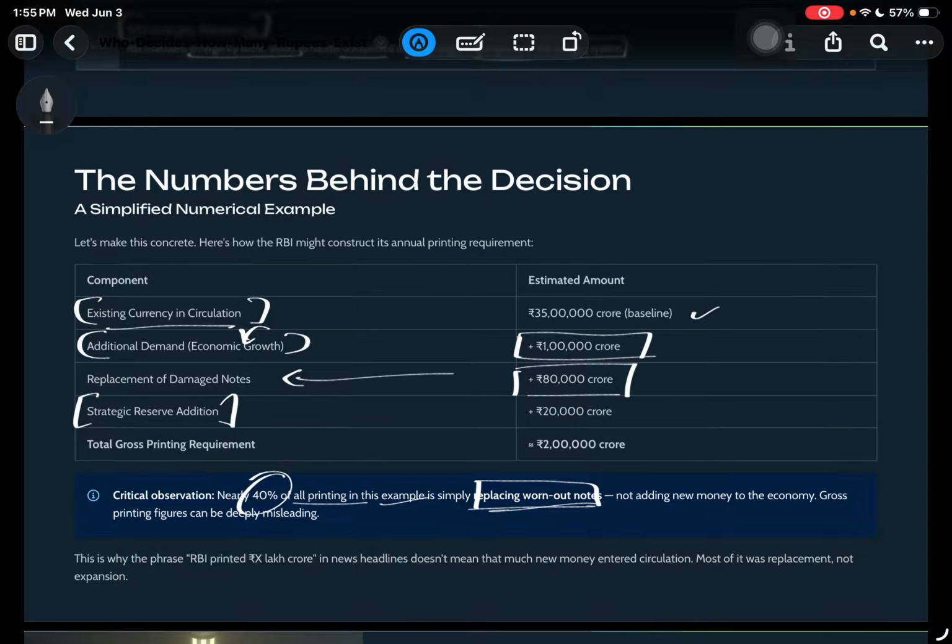Due to some scenario, due to some situation, RBI might have the need to increase the strategic reserve, so they add and print new money. So that leads to the ultimate, this particular example tends to bring in how much printing requirement there is, right?